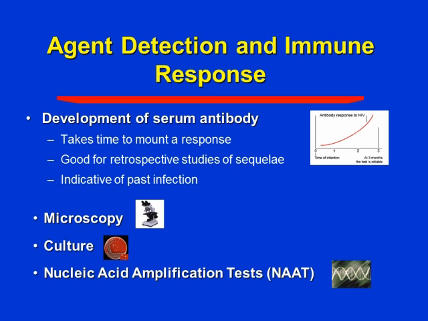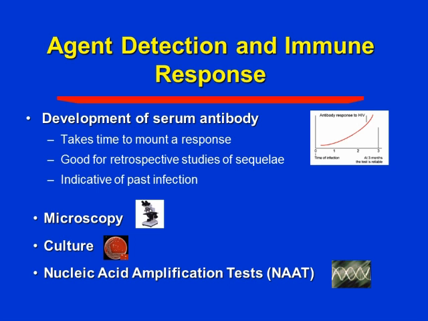So measuring serum antibody is often good for retrospective studies, and there are a lot of seroepidemiologic studies that are done looking at what's the prevalence of people who have ever been infected with a given disease. They're often indicative of past infection unless you really are able to get a specimen from someone right at the time of illness. And then ideally, you'd also want to get a specimen from them 4 weeks later to see if the titer changes.